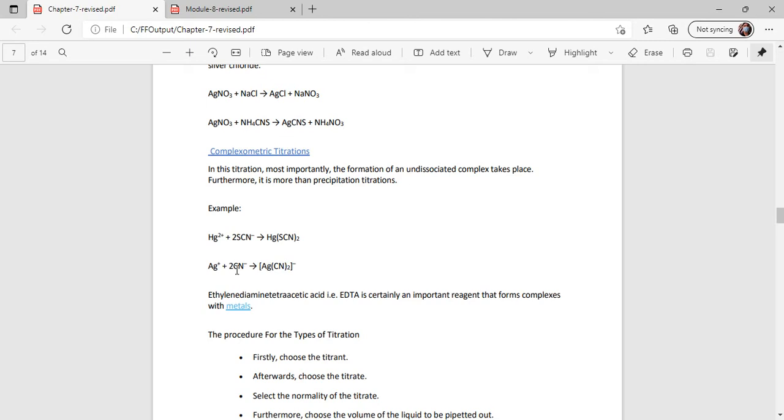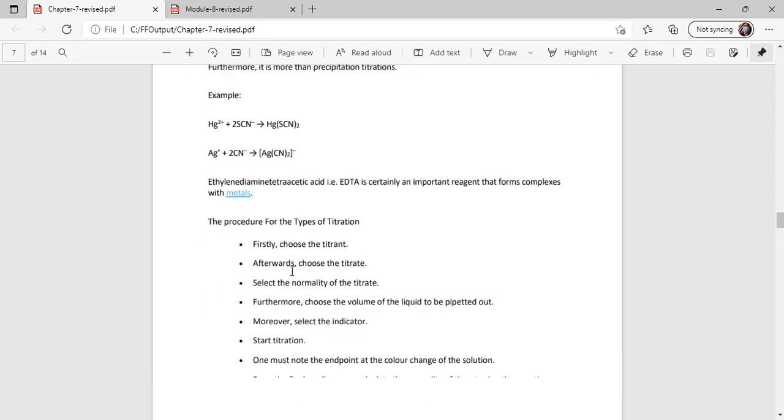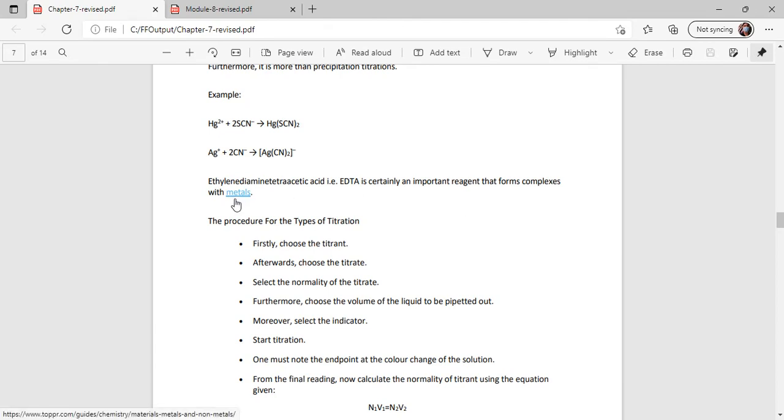So, 2 is to 2, so it will form into Ag(CN)2. Now, ethylenediaminetetraacetic acid or your EDTA is certainly an important reagent that forms complexes with metals. Okay, the procedure for the following titration. First, you need to choose a titrant. The titrant is very important so you can find out what your unknown solution is.